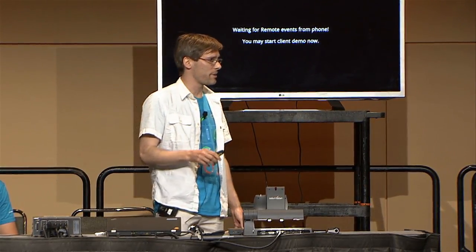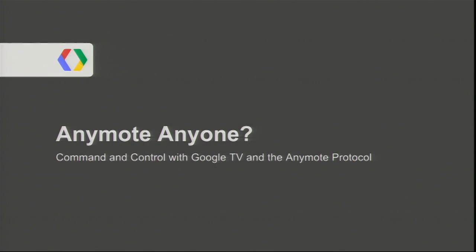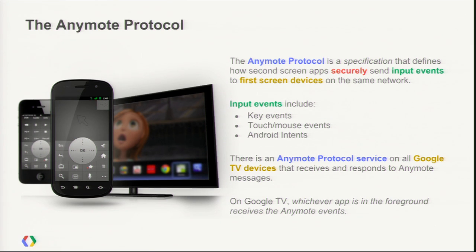And now I'll talk a little bit about Anymote, which is a little different paradigm. The Anymote Protocol is what we use for the Google TV Android remote control and the iOS remote control that are available for Google TV now. Basically, the idea is that you turn your handheld device into a remote control for sending key events, touch and mouse events, and Android intents. And we'll talk a little bit more about how that works.